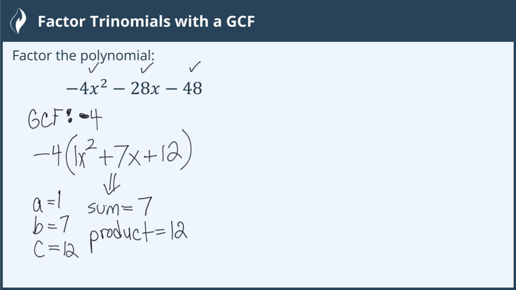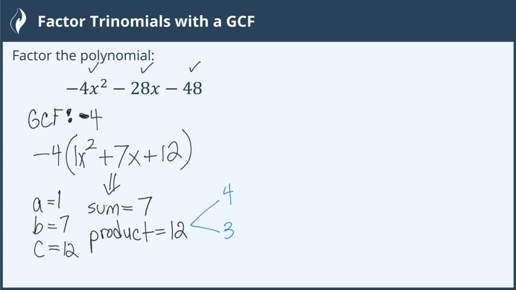So then remember, we say what two numbers can multiply together to give us 12, but add to give us 7. So you want to think about the different products of 12, so like 2 times 6, 1 times 12, etc. And you want to determine which product will add to 7. So we know that's 4 and 3, because 4 times 3 is 12, and 4 plus 3 is 7.